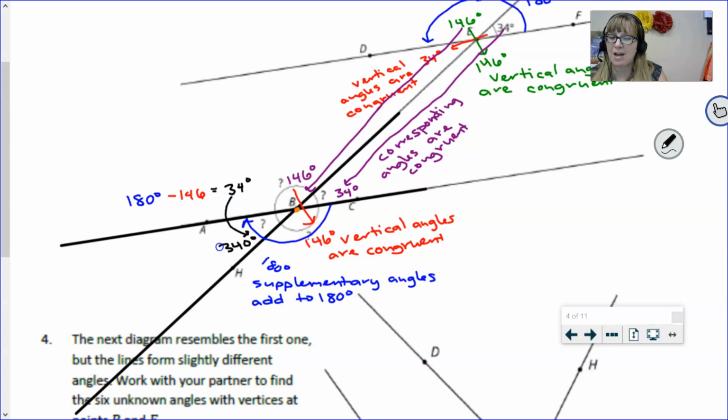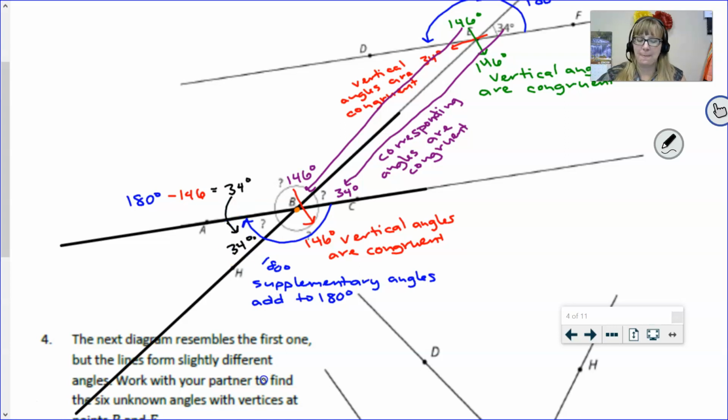Using that supplementary angles add to 180 degrees. Let's see if that works out. It was 34 degrees down here, and if I translate that, sure enough, it's 334 degrees. I wrote it wrong, but it is 34 degrees. Sometimes I get a little happy with my degree signs and turn them into zeros.